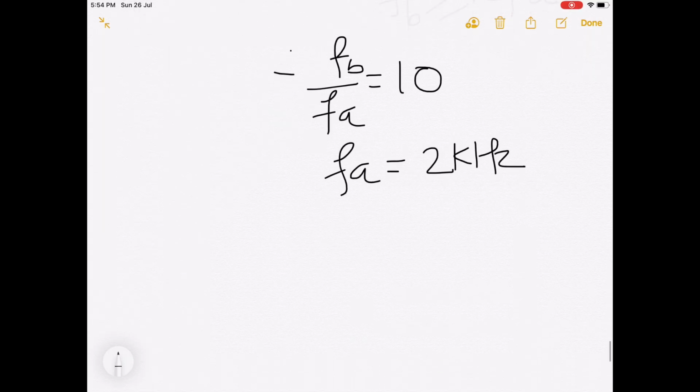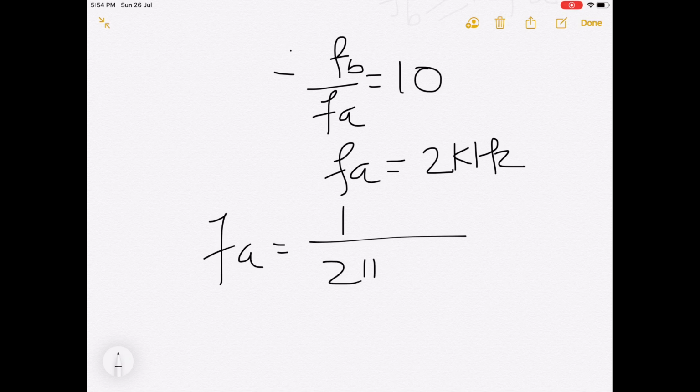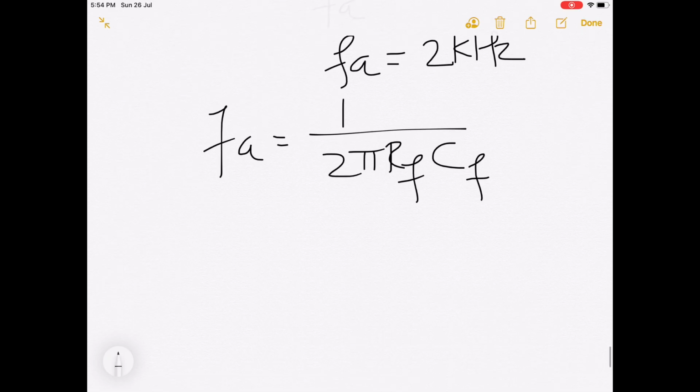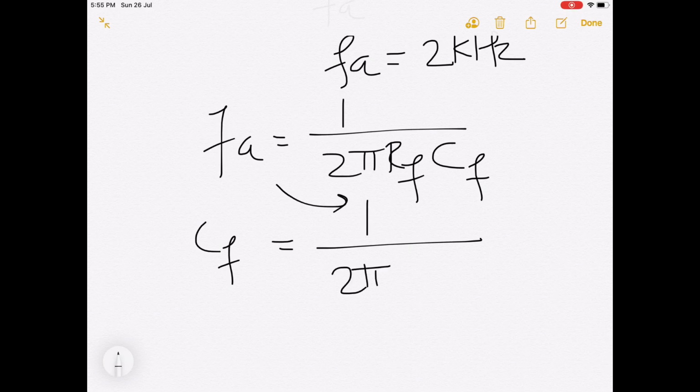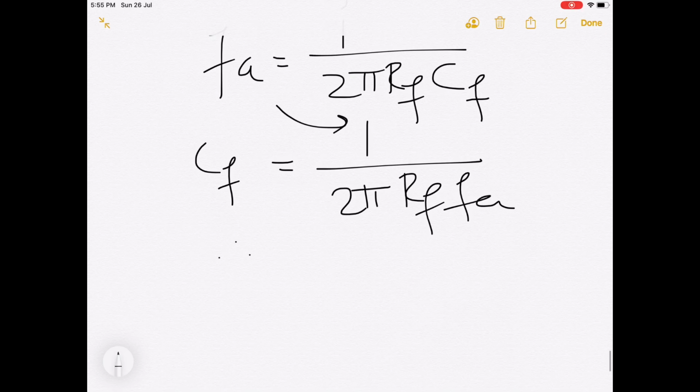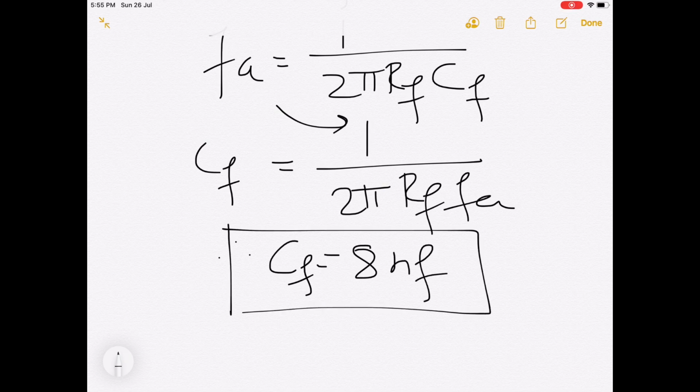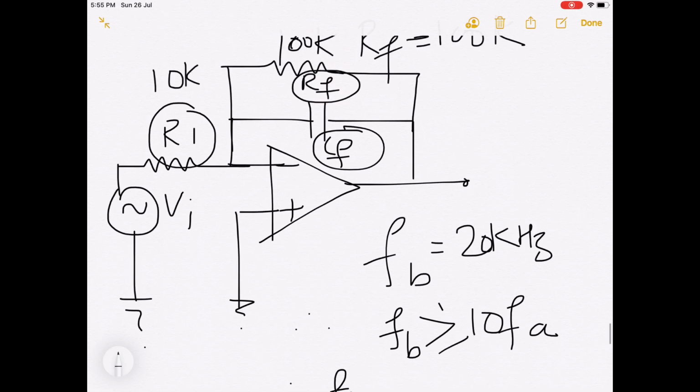Now, for the practical integrator we know the formula for FA. FA is equal to 1 upon 2 pi RF into CF. Here you have to transfer this FA, so CF is 1 upon 2 pi RF FA, and from that you can calculate, put all the values, we have all values. So, CF will be 8 nanofarad, okay. This is the feedback capacitor. So, put the value of CF as 8 nanofarad.